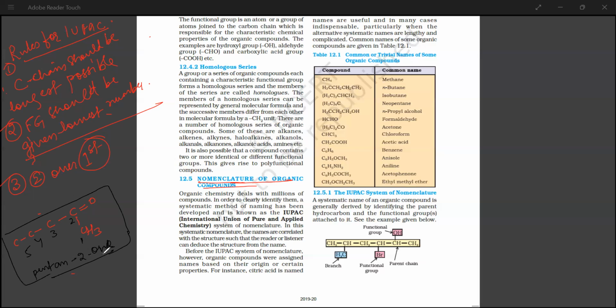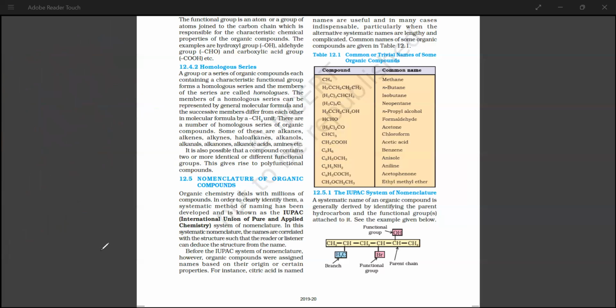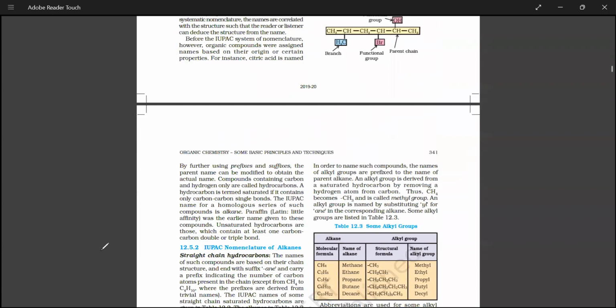So this is the longest possible carbon chain and functional group. You can't start counting carbons from here. 1, 2, 3, 4, then this will be pentan-4-one. So out of pentan-4-one and pentan-2-one, in which case are we giving the lowest number to the functional group? Pentan-2-one. So that will be the right name. Like this, you can write names of the different organic compounds.